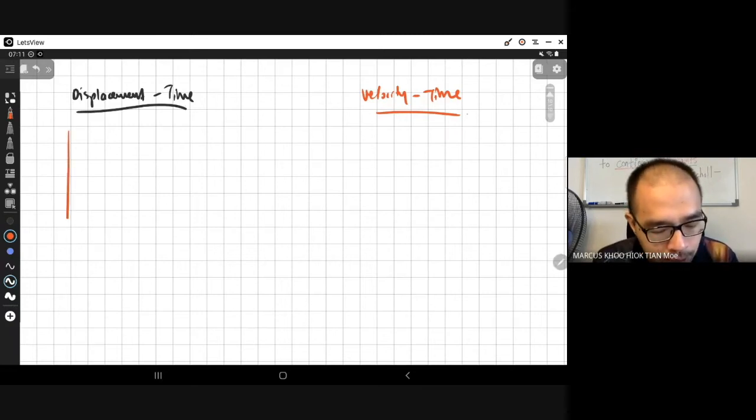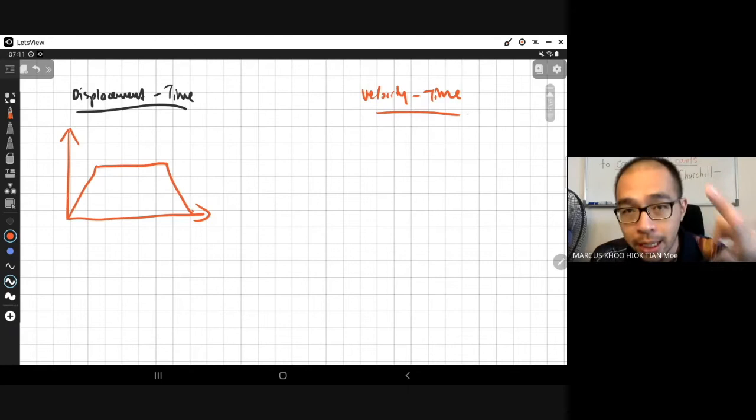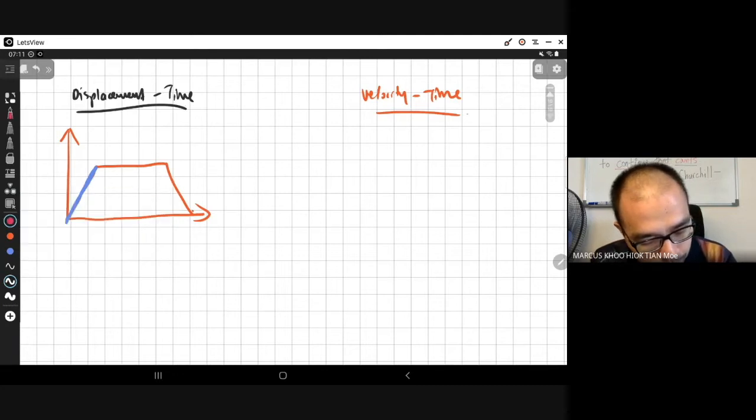Now, a displacement time graph, generally, will look like this. Sorry, there are three types of motions. I'm going to draw this in blue, orange, and I think the third one I'm going to do pink. Sorry, the pink and the orange look very similar, but fine.